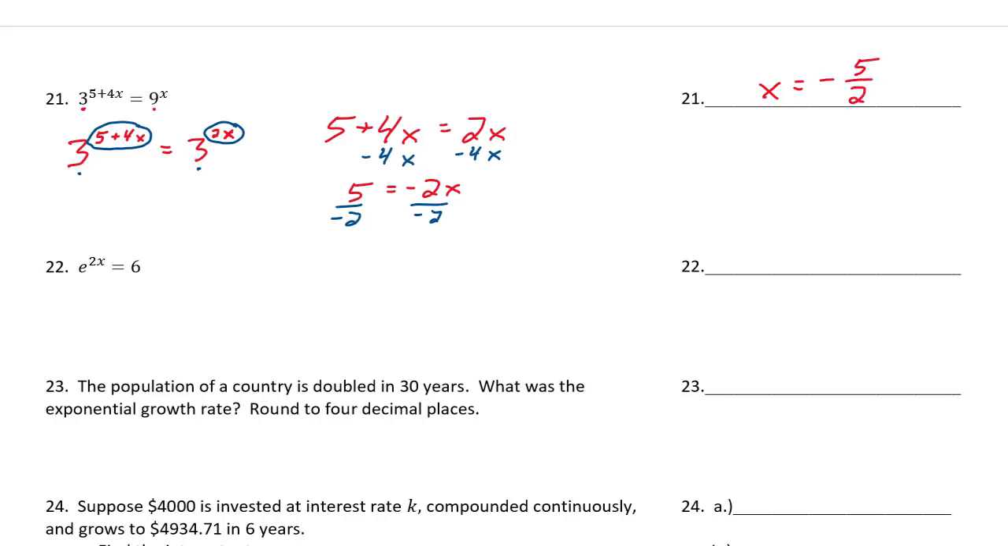If you wanted to write that technically as a negative 2.5, I'd be okay with it, but why do extra work and type it into the calculator if we already had a fraction that was in reduced format anyway?